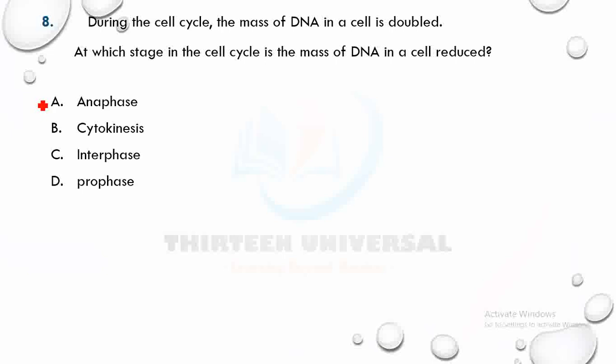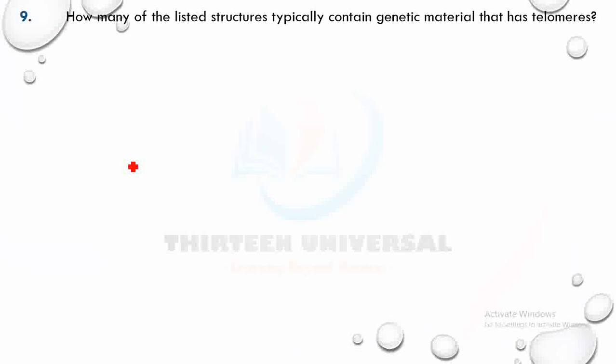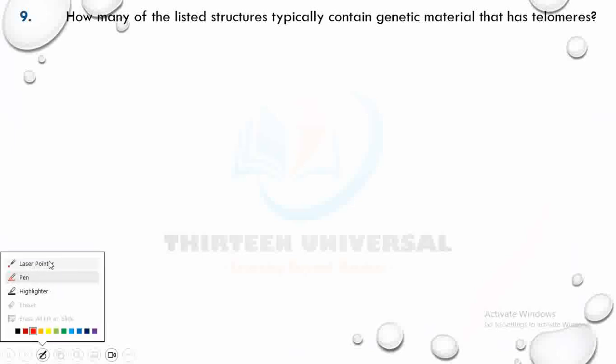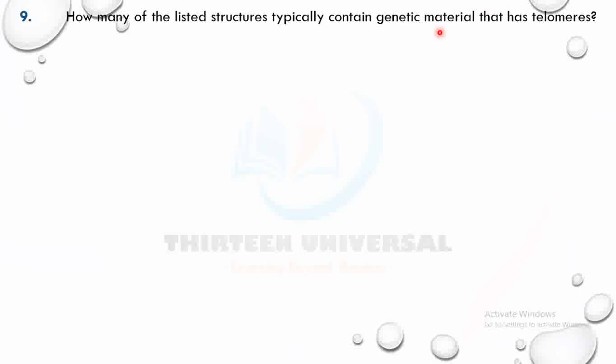At which stage is it reduced? Okay. All right. So it's not reduced in anaphase. It is reduced in cytokinesis. In fact, in interphase it is doubled. The S phase of interphase doubles it. Nothing happens to it in prophase. It stays the same, because it's doubled in interphase. Then it's reduced in cytokinesis. So cytokinesis is that stage B where it is reduced. How many of the listed structures typically contain genetic material that has telomeres?